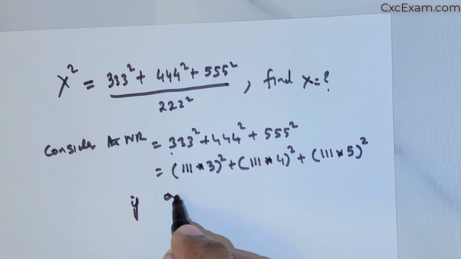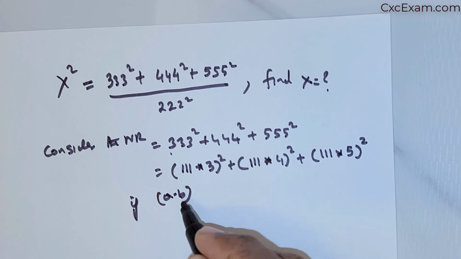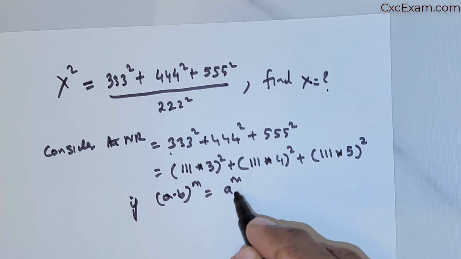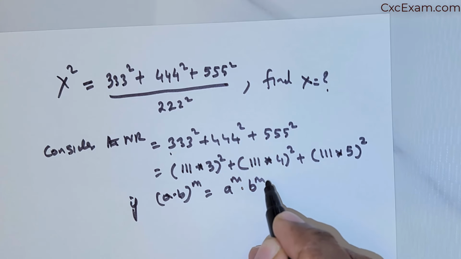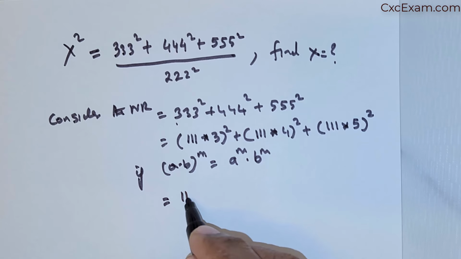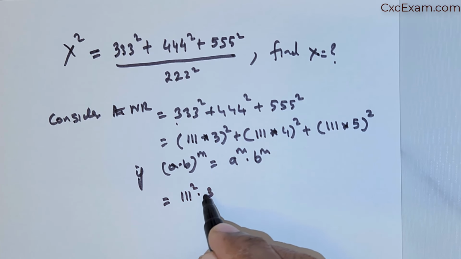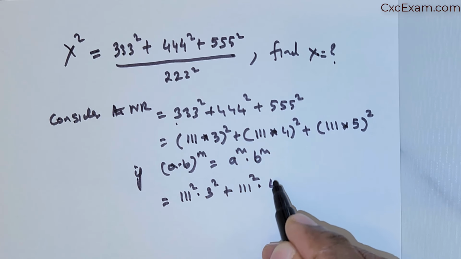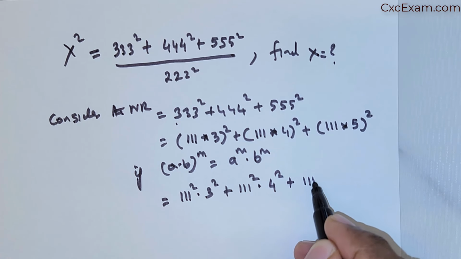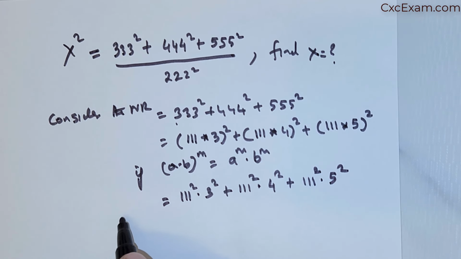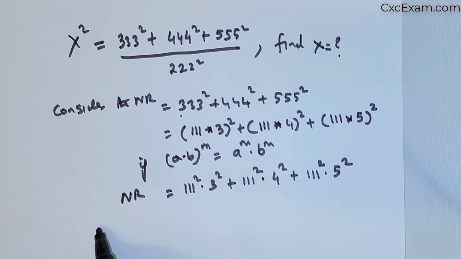Now if we have a multiplied with b raised to the power of m, I can rewrite this as a raised to the power of m times b raised to the power of m. So this is going to be 111 squared multiplied with 3 squared, plus 111 squared times 4 squared, plus 111 squared times 5 squared. So this is my numerator.